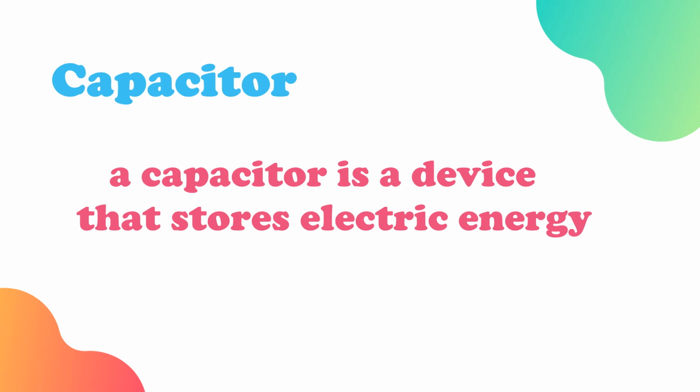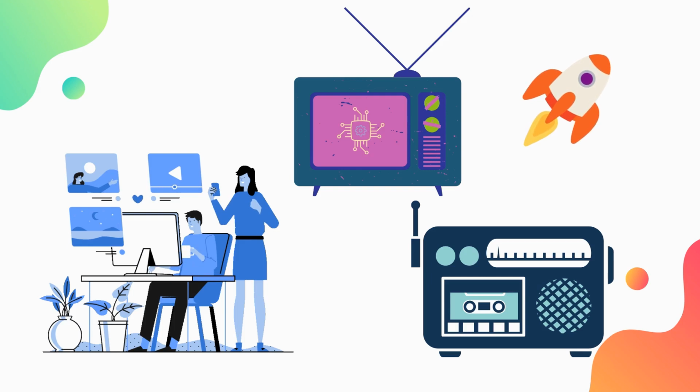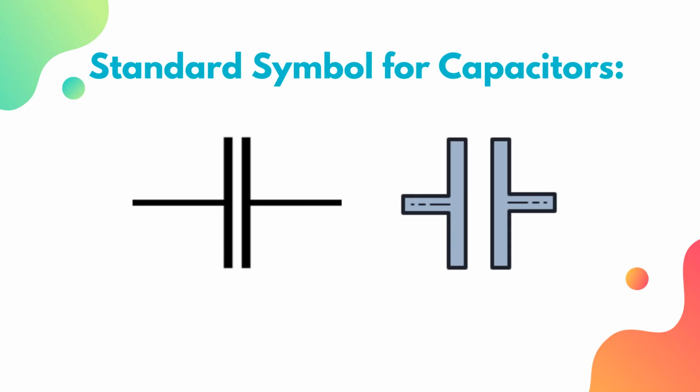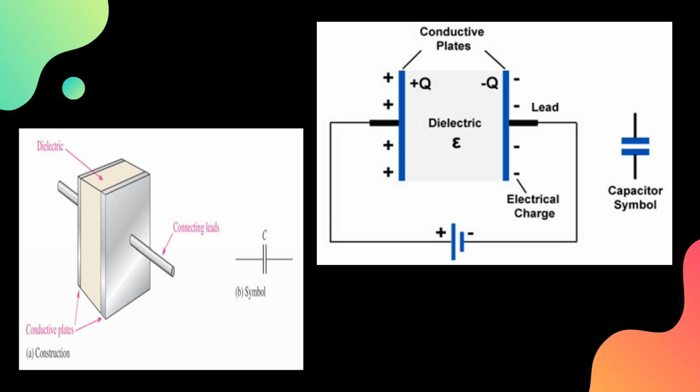A capacitor is a device that stores electric energy. It is used in many devices like computer motherboards, televisions, and radio circuits, and many others. And the standard symbol for a capacitor is this one. The simplest type of capacitor consists of two parallel conducting plates, separated from each other by a thin sheet of insulating material or dielectric.